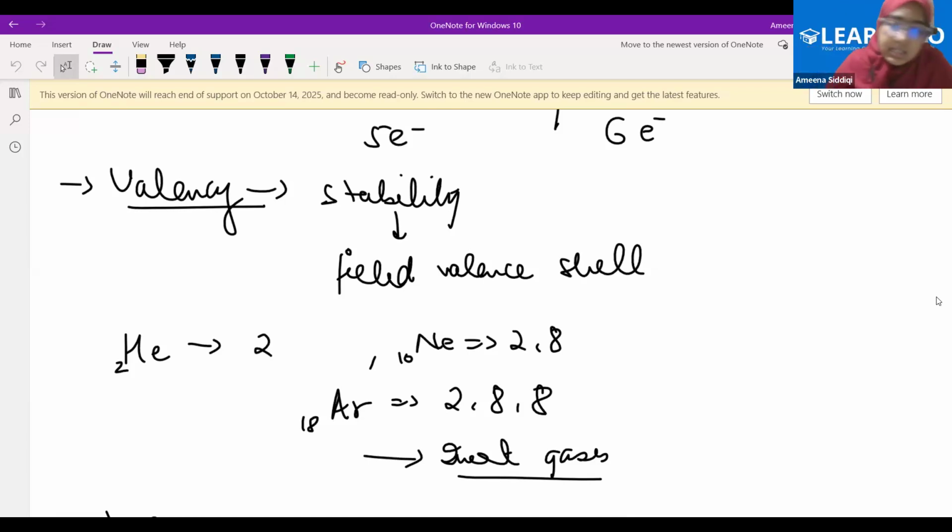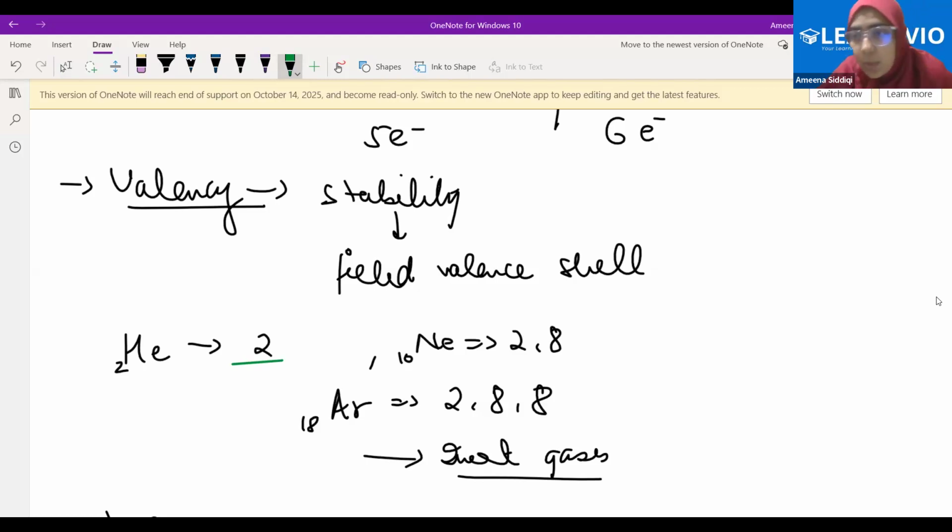And therefore what we see is that there are three elements in the first 20 elements which have their valence shell fully filled. And what are those three elements? Helium, neon, and argon, right? For helium, what is the valence shell? The first shell. And what is the maximum capacity of the first shell? 2. And we see that helium already has 2 electrons filled in the valence shell, which is fully filled.